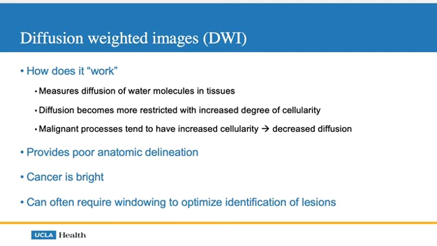These images provide relatively poor anatomic delineation. It's oftentimes difficult almost to see where the prostate is on these images. Unlike the T2 sequences where cancers are hypointense, on diffusion-weighted imaging, cancer is hyperintense or bright. And in these sequences, it can also often require some degree of windowing to actually optimize your identification of the lesion. So you may need to sort of window the images in this sequence in order to identify areas of regions of interest.